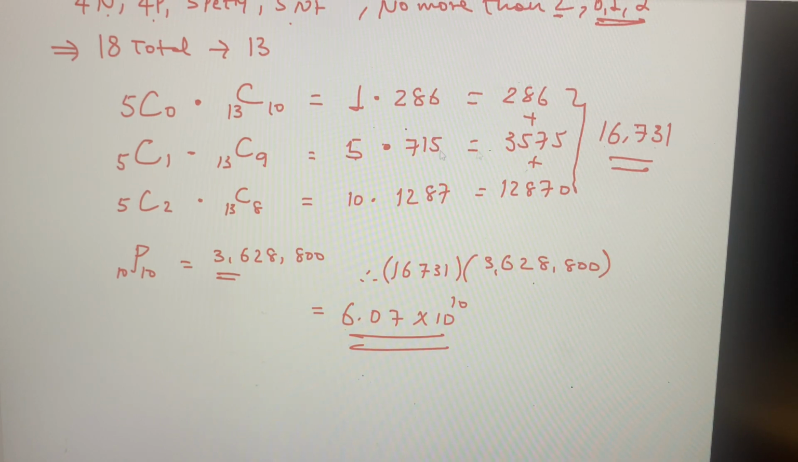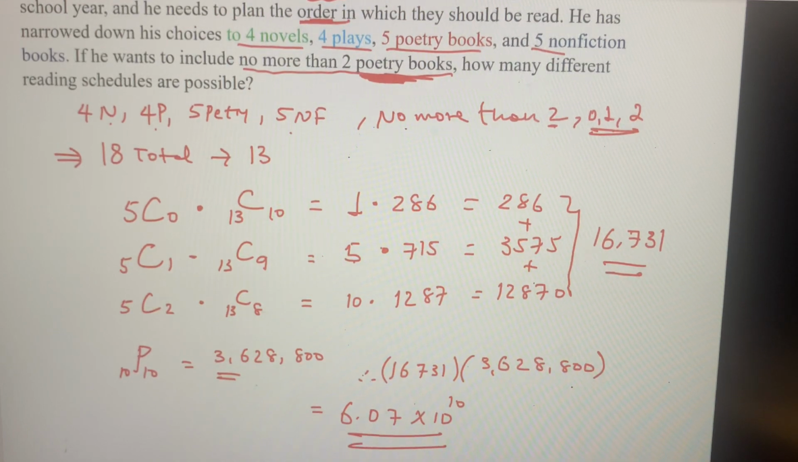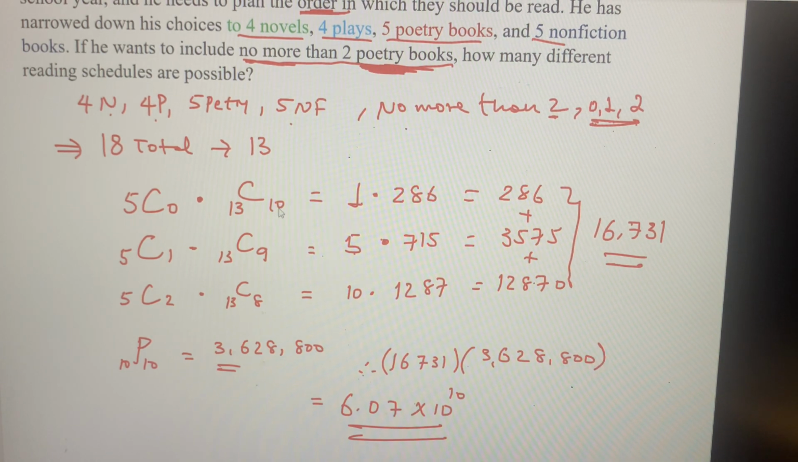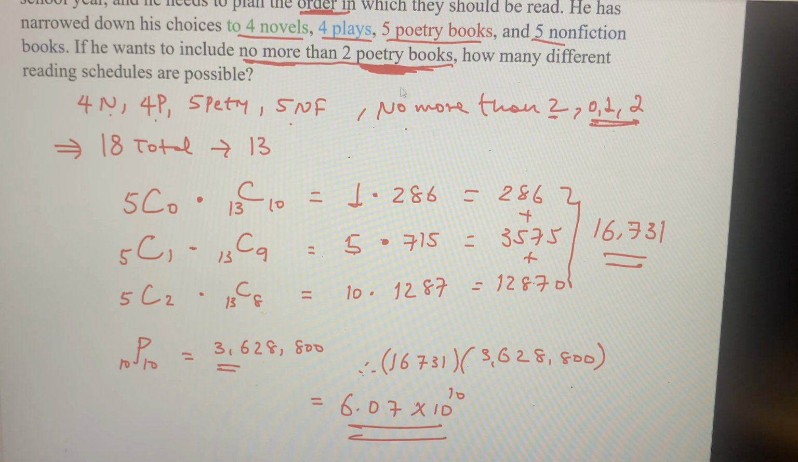So for this one, simply what you have to do is see first how many options you have for the poetry books. Not more than 2. So this is a kind of playing with the words. You have to be careful about the words. No more than 2 poetry books means the options are either 0, 1 or 2. If I have 0 poetry, I should have 10 of the other different books, from novels, plays, and the non-fiction ones. If I have 1, I need 9 from the other. If I have 2, I need 8 from the other.